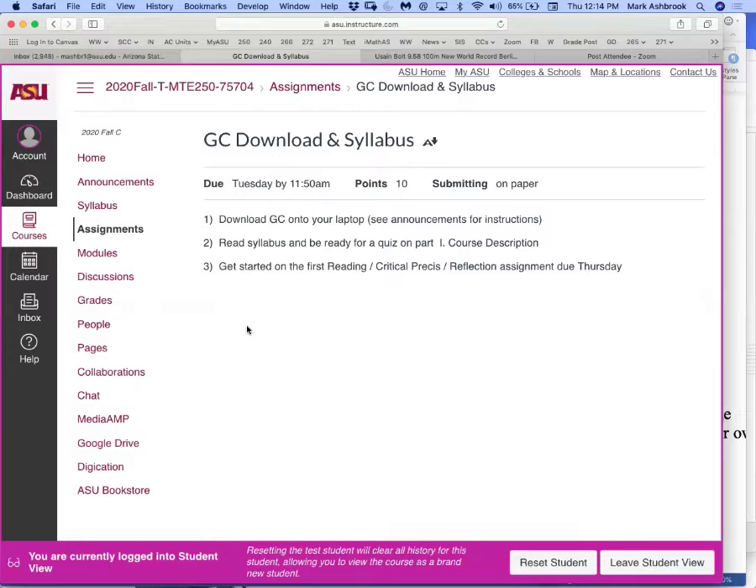I'm Mark Ashbrook. I've been teaching at ASU since 2000, so 20 years. This is the first time I've ever taught with a mask on my face. So I guess it's going okay. My ears kind of hurt a little bit. These masks are a little too tight, but hey, you know.